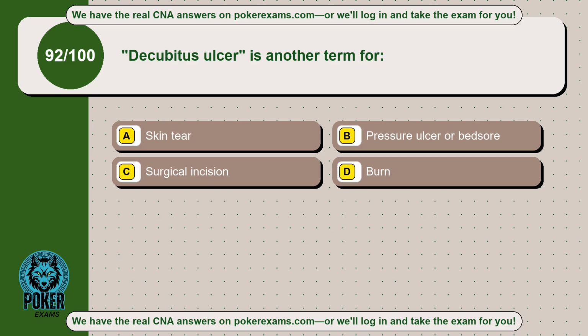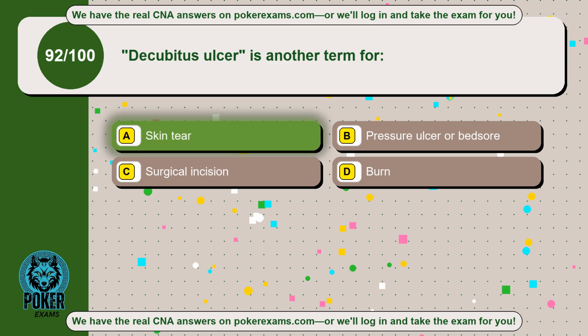Question 92. Decubitus ulcer is another term for: Option A, skin tear. Option B, pressure ulcer or bedsore. Option C, surgical incision. Option D, burn. The correct answer is option A, skin tear.